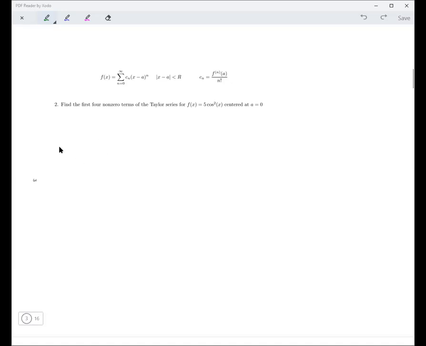So what we're going to do here is make a little chart. So I'm going to have n, and then I'm going to have the nth derivative, and then I'm going to have the nth derivative evaluated at 0, because a is 0. That's why we're going to take the nth derivative at 0. That's why that's important. And that's getting us to here. All we'd have to do is take this and divide by n factorial. So we just put that over n factorial. And then that will give us these Cn's.